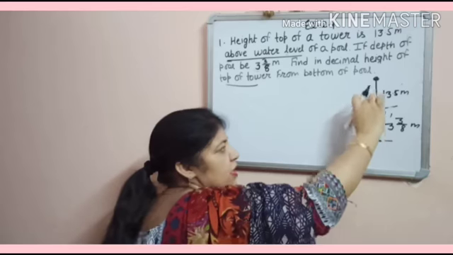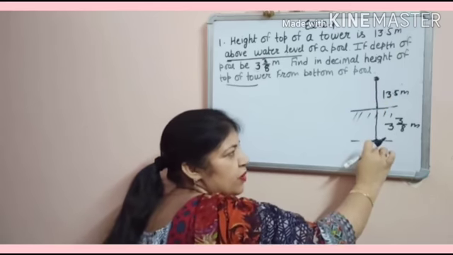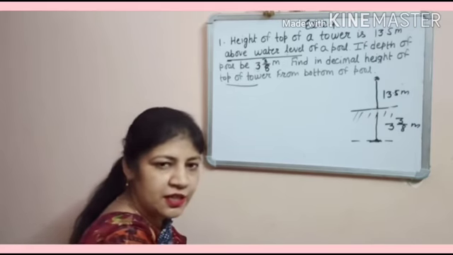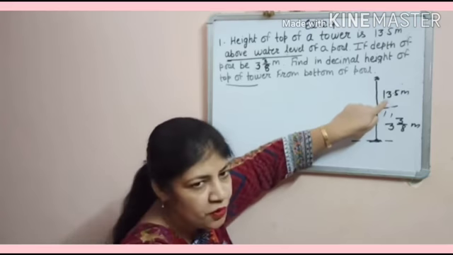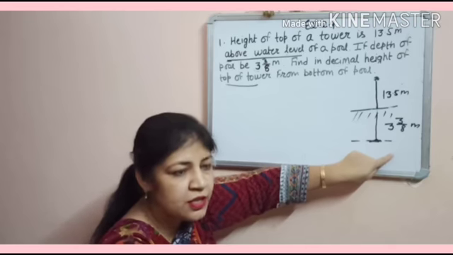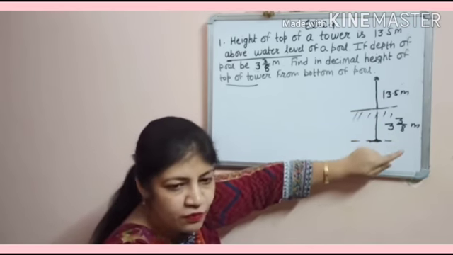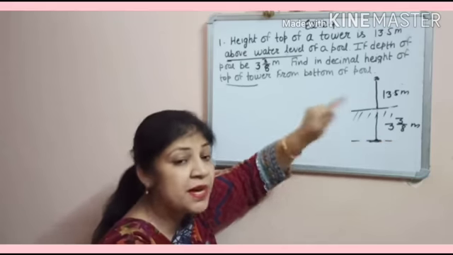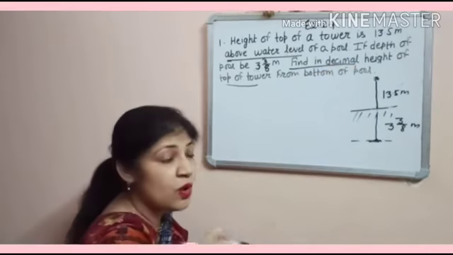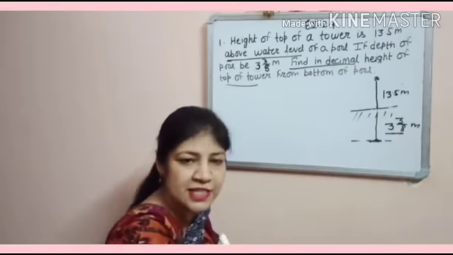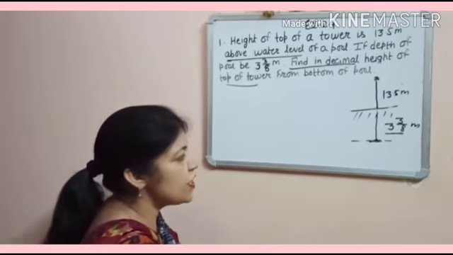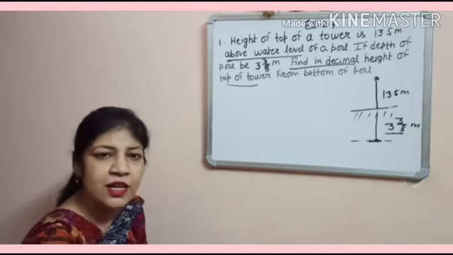Now to find this height of the top of the tower from the bottom, you have to add these two distances. Clear? But one is in decimal form and the other is in fraction form. So you have to convert either decimal to fraction or fraction to decimal. But in the question, it is asked to find in decimal. So you have to convert this fraction to decimal and then add both of these. Clear? So first we will convert this fraction to decimal.